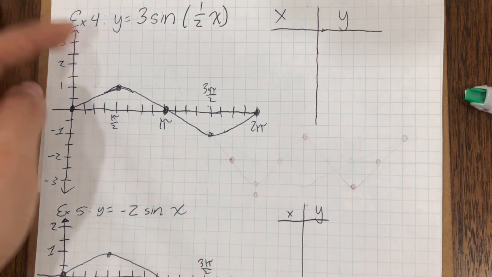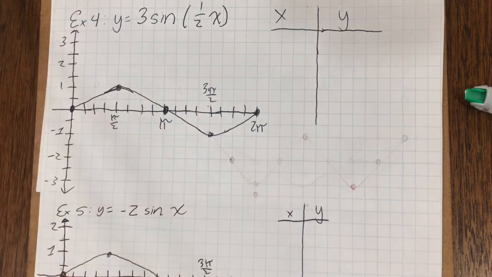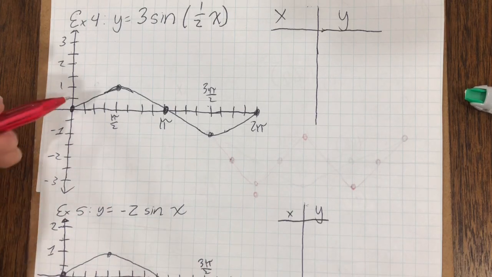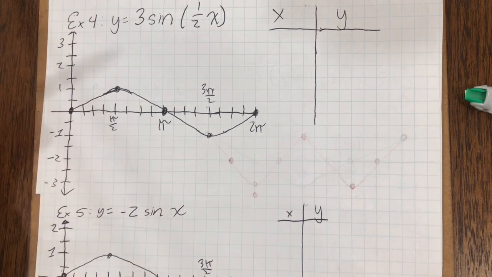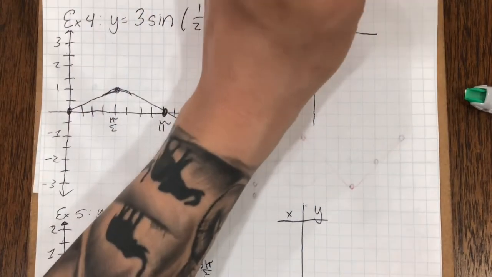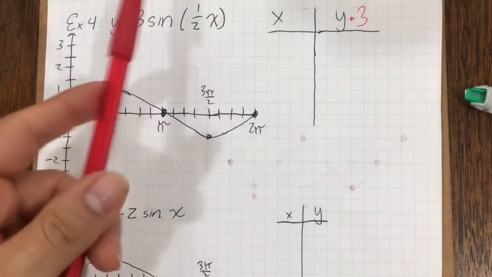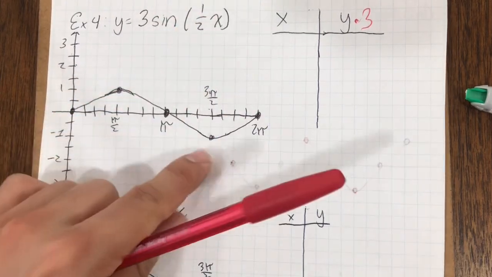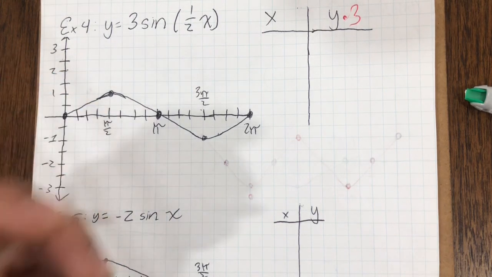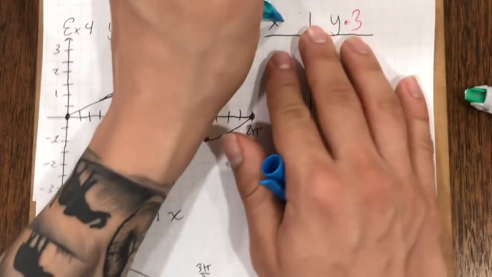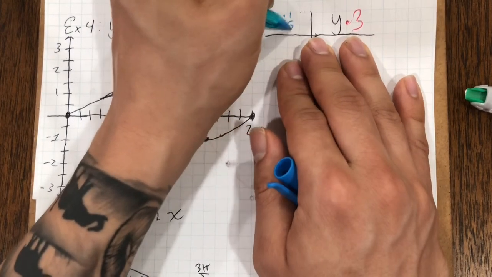So over here we have 3, which is in the same spot as the amplitude, so that means that my amplitude is going to be 3. All right, and then with that, I'm going to multiply each y value by 3. And then we have a half that's going to affect the period. So with that, I'm going to take each x value and divide that by a half.